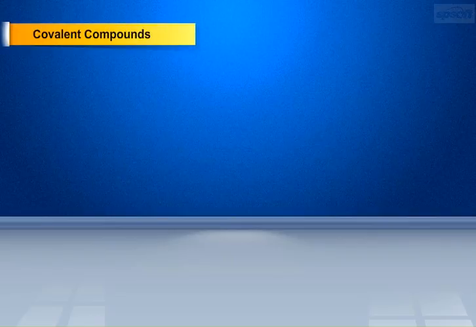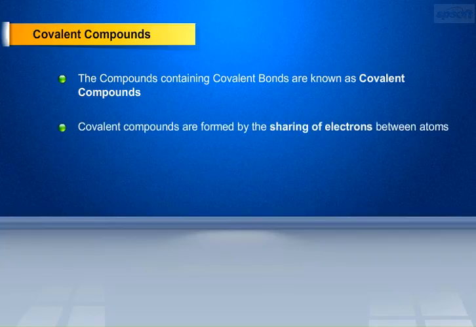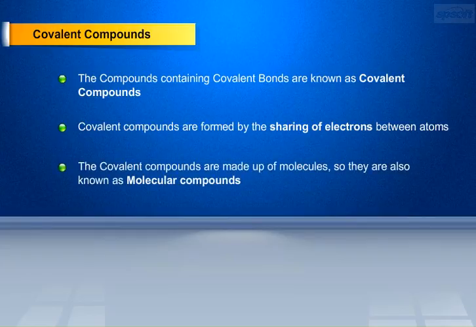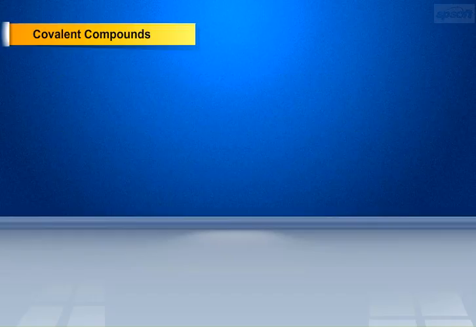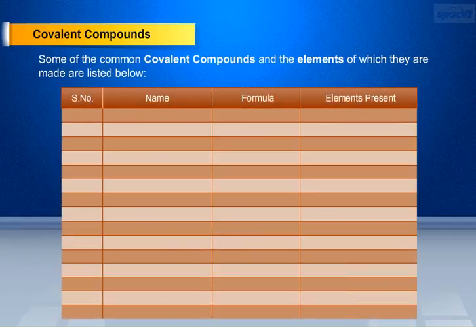Covalent compounds. Compounds containing covalent bonds are known as covalent compounds. Covalent compounds are formed by the sharing of electrons between atoms. Covalent compounds are made up of molecules, so they are also known as molecular compounds. Now, let us see some of the common covalent compounds, with their formulas, and the elements of which they are made. Some of the common covalent compounds and the elements of which they are made are listed below.